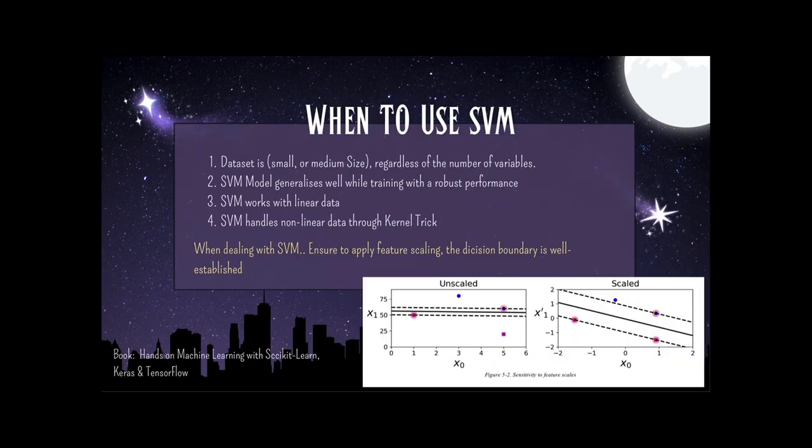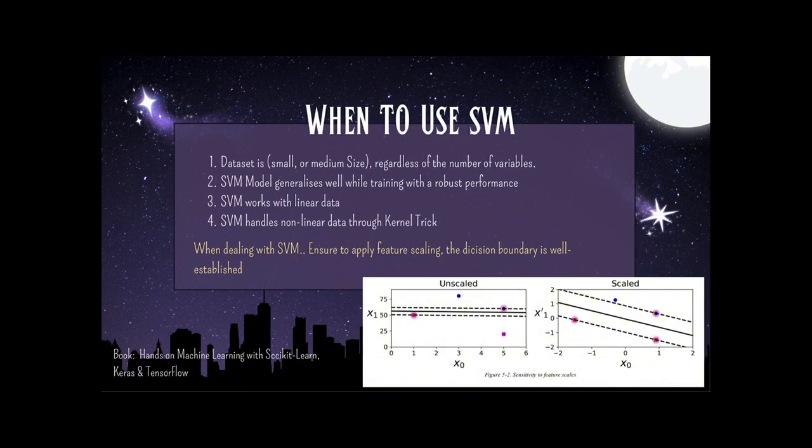When to use SVM? When we have a small to medium-sized data set, regardless of the number of variables. SVM models generalize well while training with a robust performance. SVM works with linear data, and in case of nonlinear data, we rely on kernel trick. And when dealing with SVM, ensure to apply feature scaling so the decision boundary is well defined.